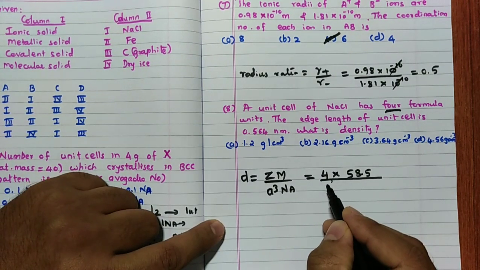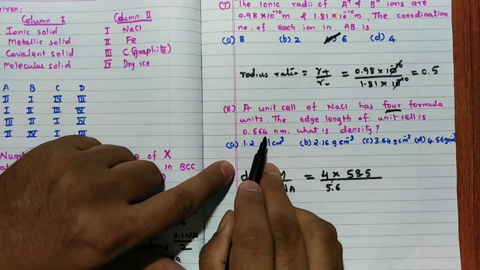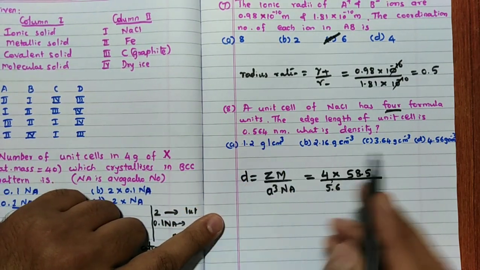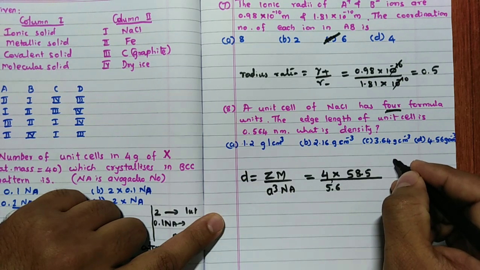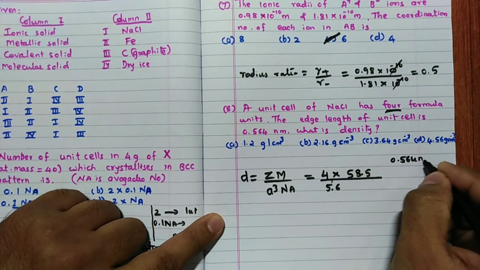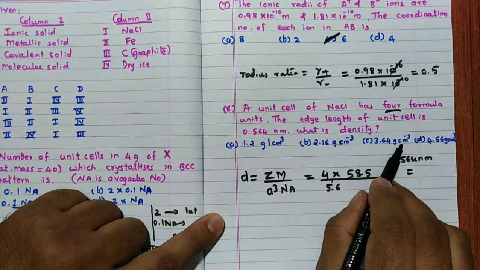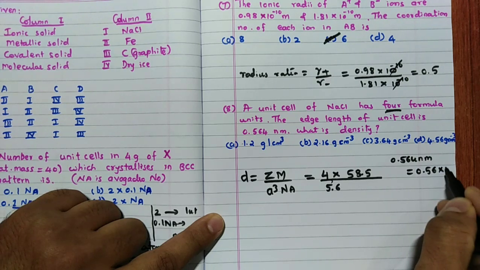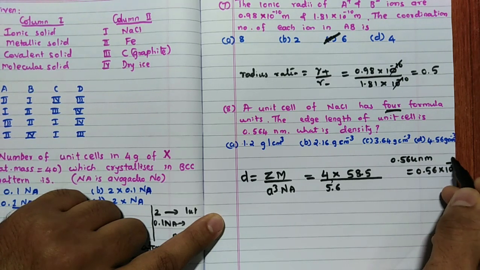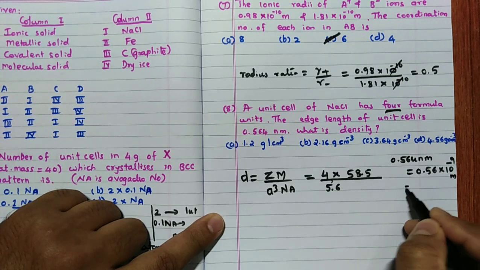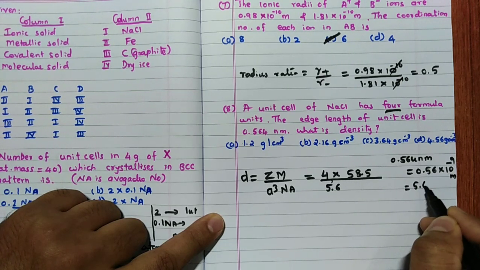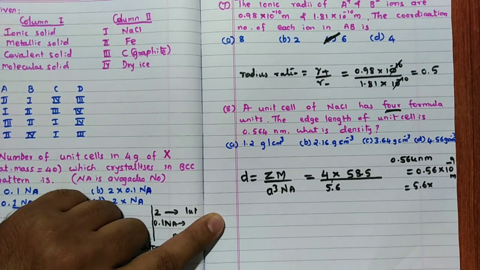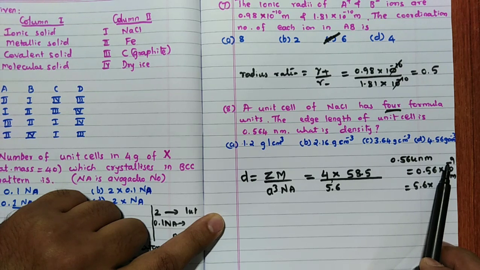Right? So hence what I will do is 5.6 into 10 to the power minus 1, remember. I will do it here. 0.564 nanometer is equal to, it's centimeter that is needed. I have to convert into centimeter, correct? So 0.56 into 10 to the power minus 9 meter is equal to, I will write this as 5.6 into 10 to the power minus 1 minus 9, which means 10 to the power minus 10, right? 10 to the power minus 10.